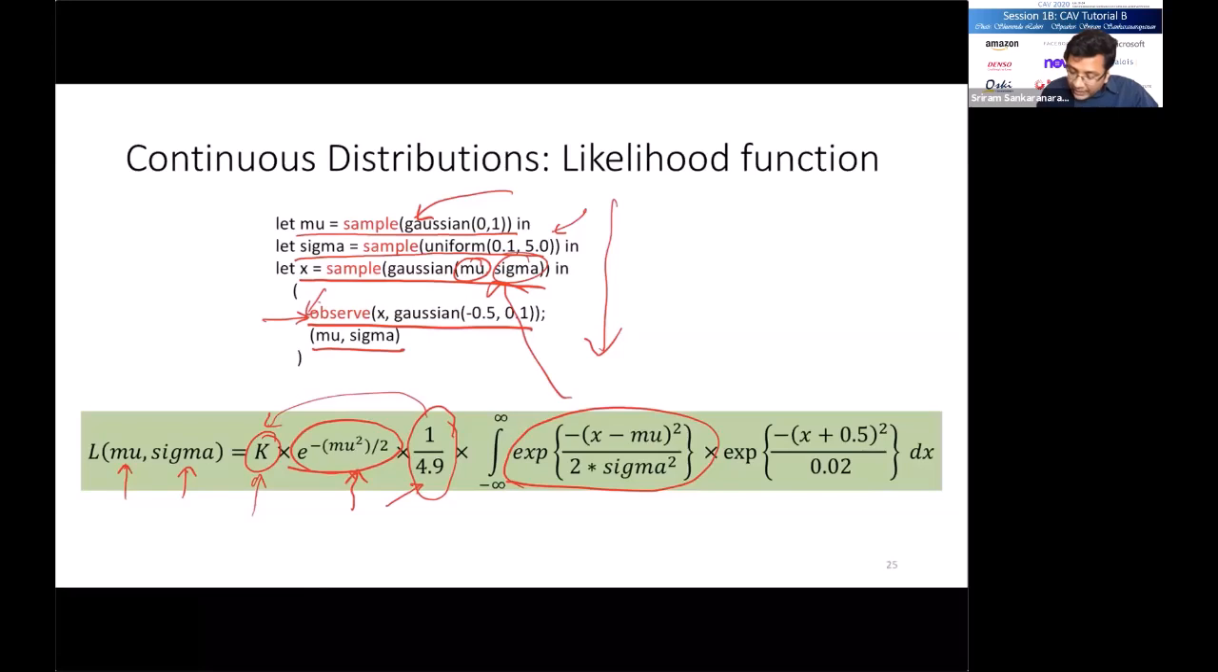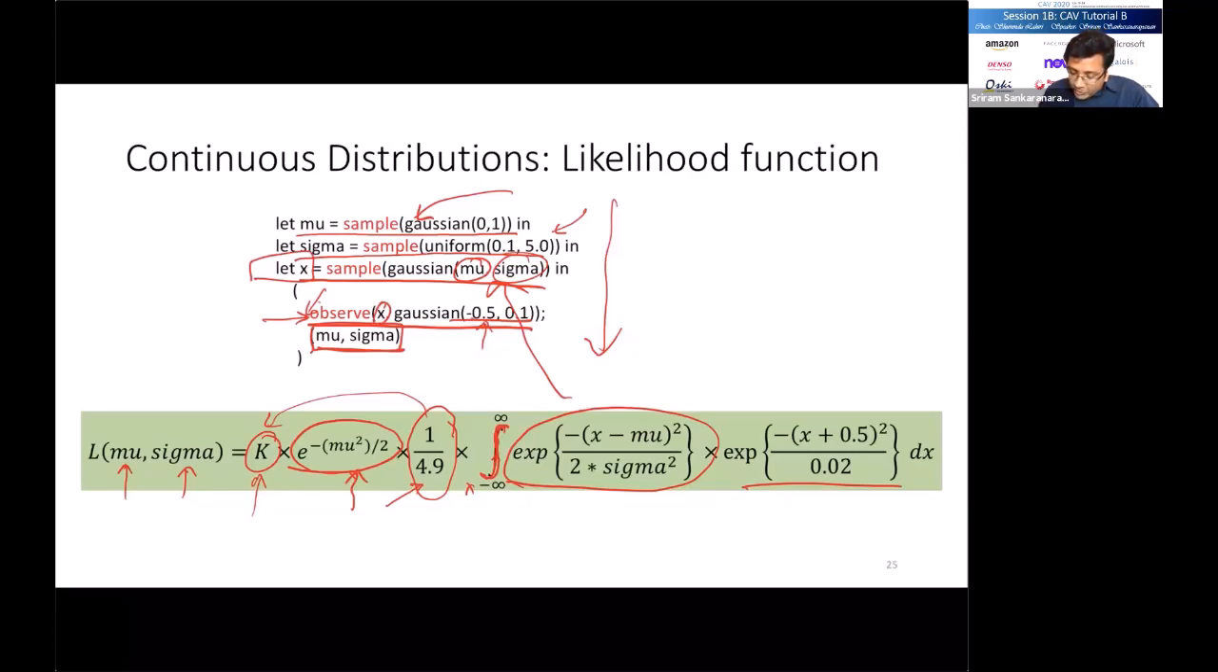Well, you're taking x and regarding it as a sample from this distribution. So that gives you another term here, and all constants get absorbed in k. I am returning mu and sigma, which means x does not figure in the return value of the program. So I have to marginalize, or integrate, x out. And this gives me a function called the likelihood function for this program. As a function of mu and sigma, this is the likelihood of mu and sigma.